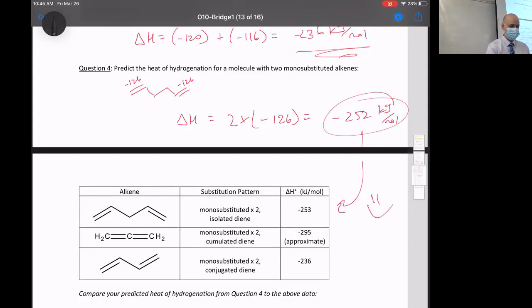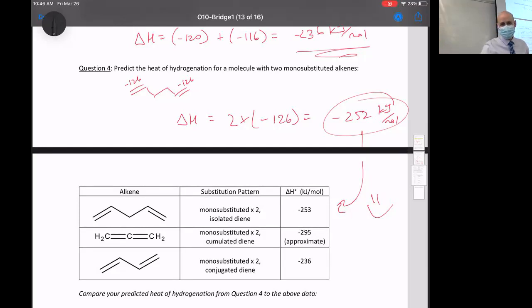All right, so Laura, talk to me about this beast right here. This is called a cumulated diene. Don't worry about the bottom one. Just compare this cumulated diene to the one that we just did. So this is called isolated. The idea of isolated dienes is that they're just not right next to each other. They're not interacting with each other. They're both there. They just both exist.